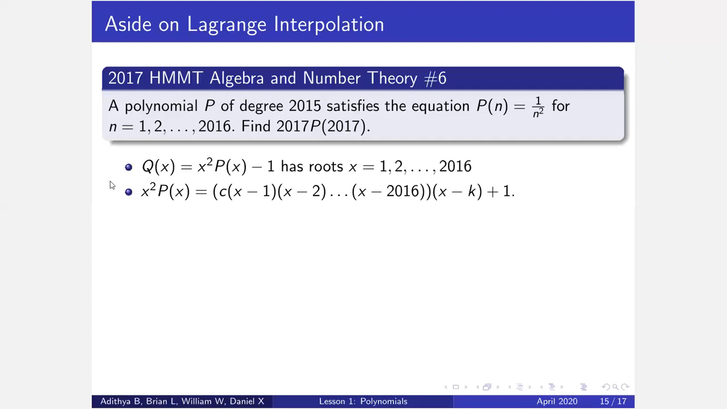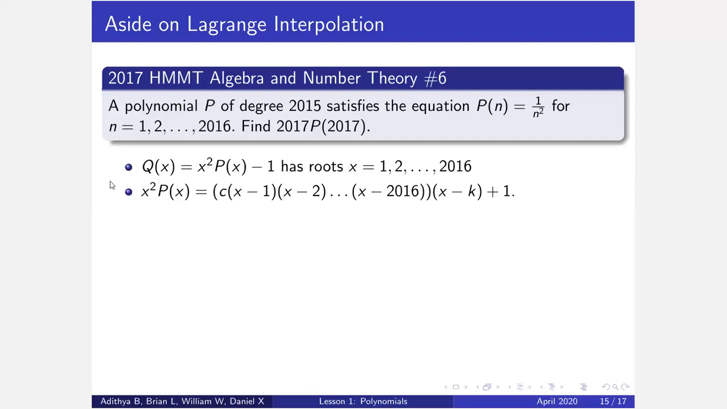Now we have this equation for Q of x in terms of P of x, but we still need to solve for the constants c and k. We don't know what they are yet. But we actually have two other pieces of information. The polynomial on the right-hand side is divisible by x squared. That means its constant term has to be 0, and the coefficient of x also has to be 0.